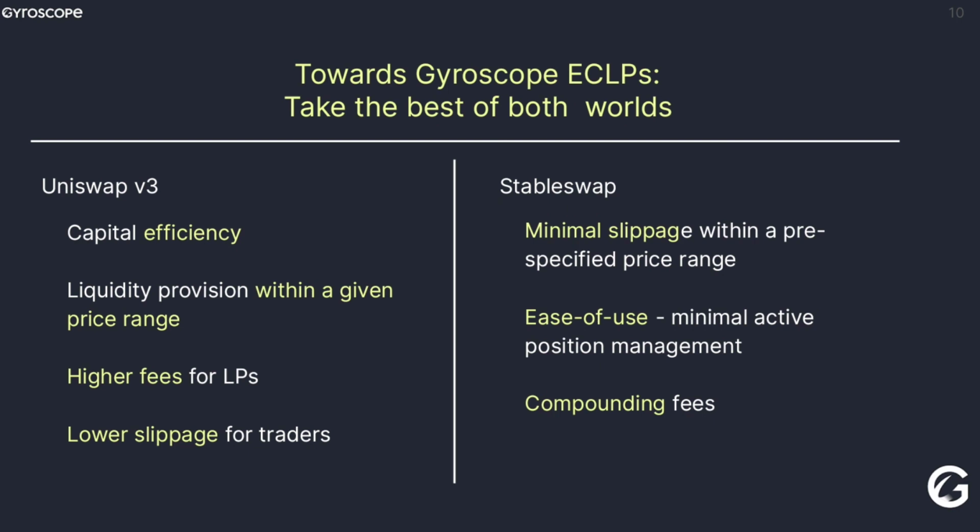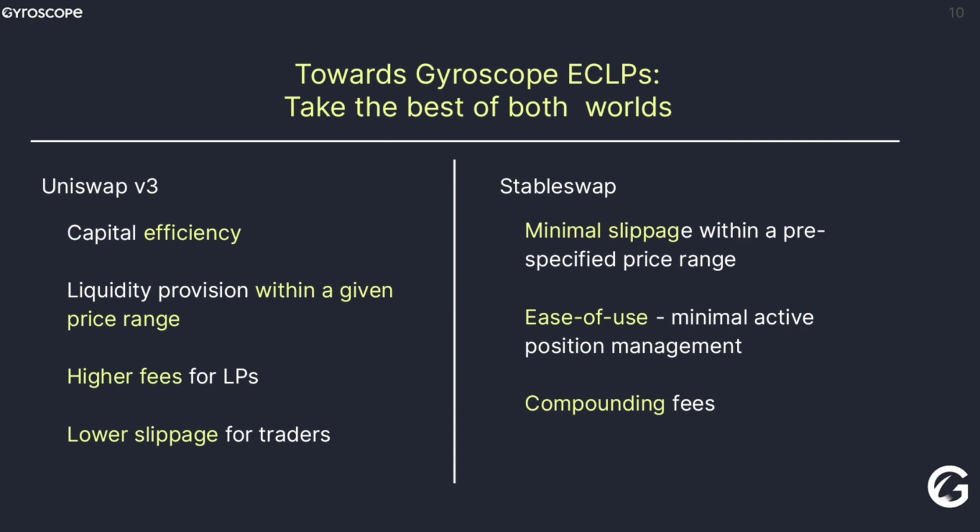Essentially, the motivation for the ECLP was, can we get the best of both worlds? Can we get great capital efficiency from Uniswap V3? Can we have concentrated liquidity, so restricting price range, lower slippage for traders, therefore more trading and more fees for LPs, right? Because the capital isn't just sitting around because you have better capital efficiency.